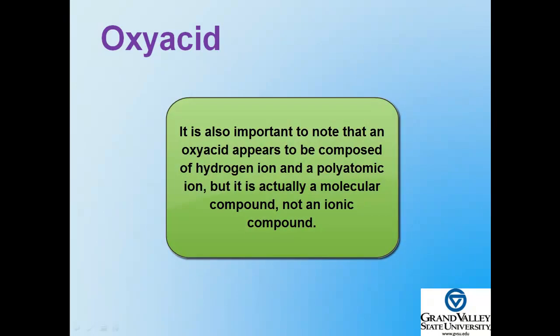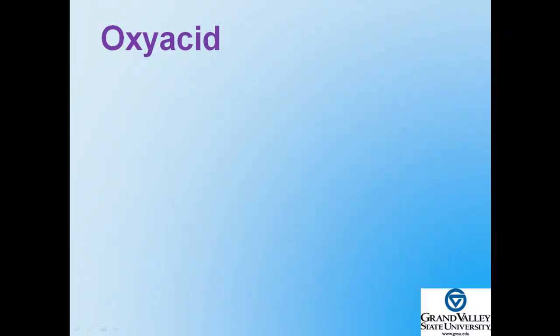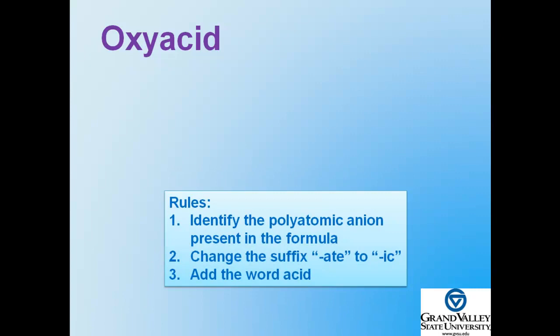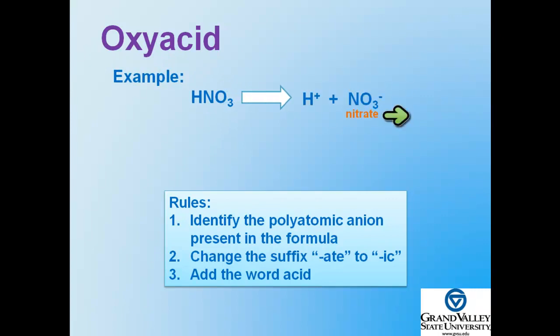It is also important to note that an oxyacid appears to be composed of a hydrogen ion and a polyatomic ion, but it is actually a molecular compound, not an ionic compound. To name an oxyacid, first identify the polyatomic anion present in the formula. Next, change the suffix "ate" to "ic." Then add the word acid.